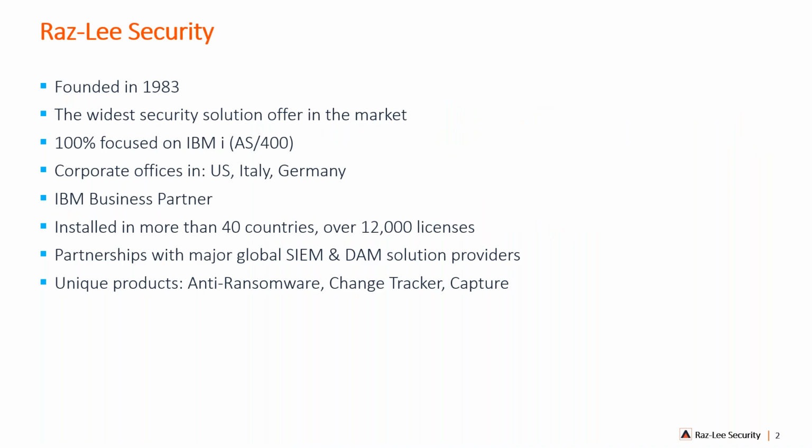A few words about Raz-Lee. Our company was founded 35 years ago. Its ongoing mission is to provide security software for IBM i. Raz-Lee has more than 12,000 products licensed and installed in over 40 countries around the world. We have also developed some unique solutions in the market, such as antivirus, anti-ransomware, Change Tracker, and Capture.